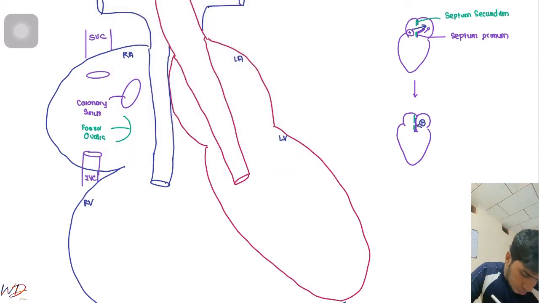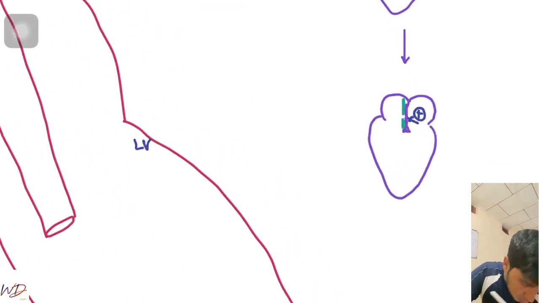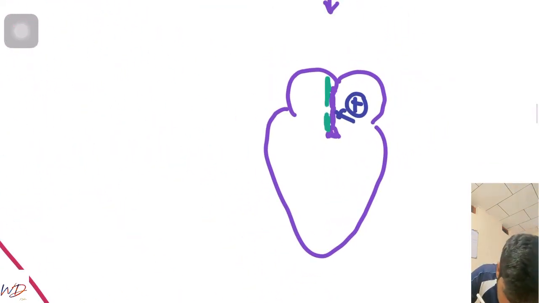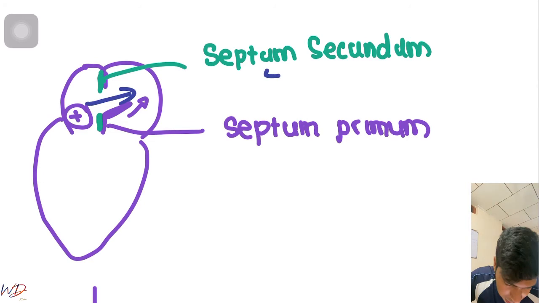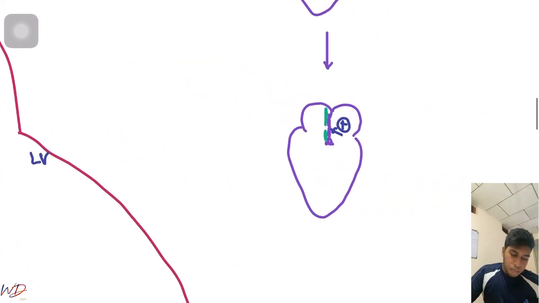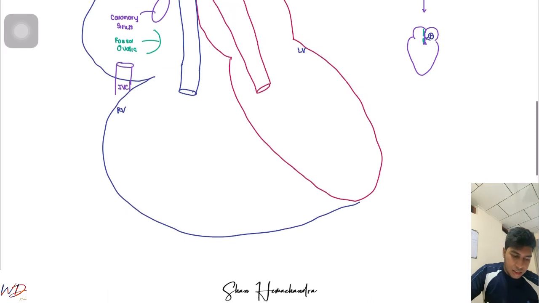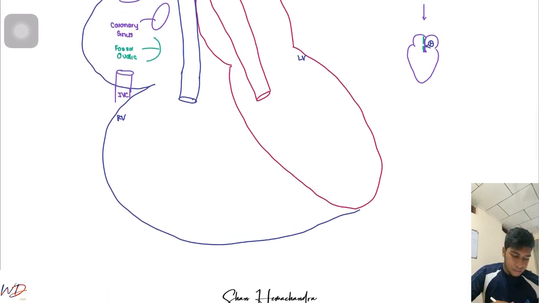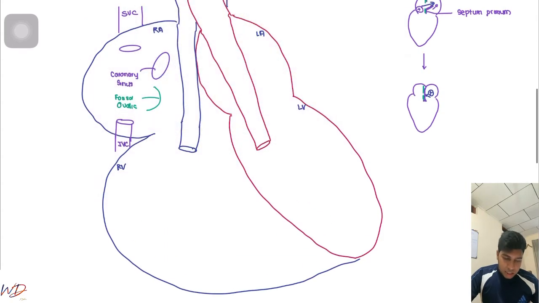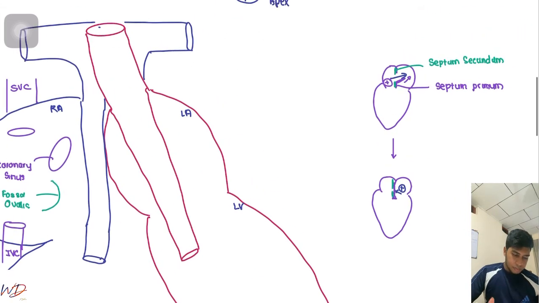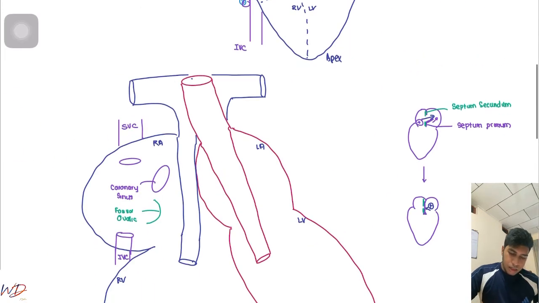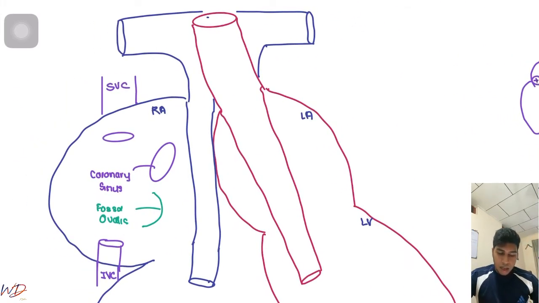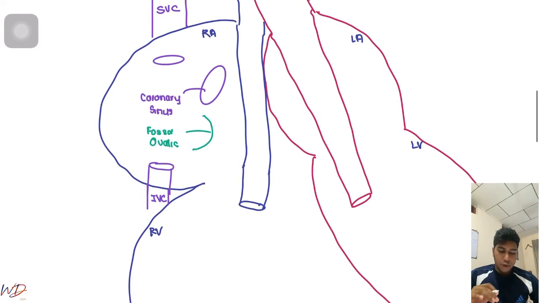So, what happens now? The pressure on this side became greater and it pushes on that valve this way, closing it. But still, you can see the gap formed because the septum secundum did not form. This is the fibrous one, the thick one. That is the origin of the fossa ovalis. It's a small depression due to the lack of this septum secundum. And you can ask the question, can it reopen?